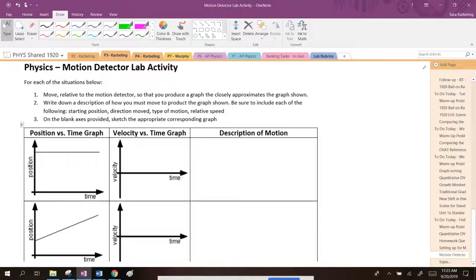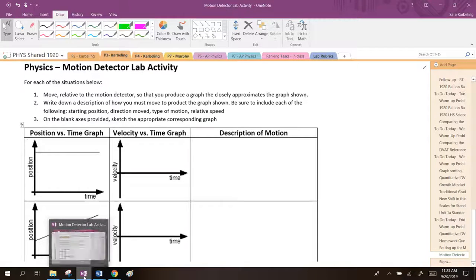You're going to write down a description of how you moved. Okay? And then also draw the other graph that is missing. So in the first few, it's the velocity graph that's missing, and in the last couple, it's the position graph that's missing. Okay? We're going to go ahead and count off, and then I will talk you through how we're going to get started. So we're going to count off by 13s.